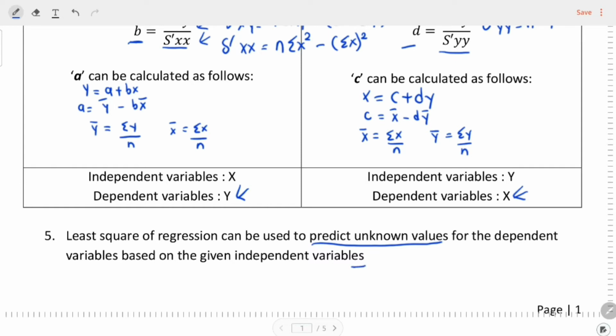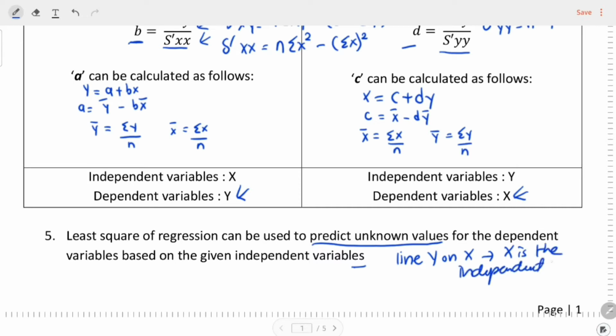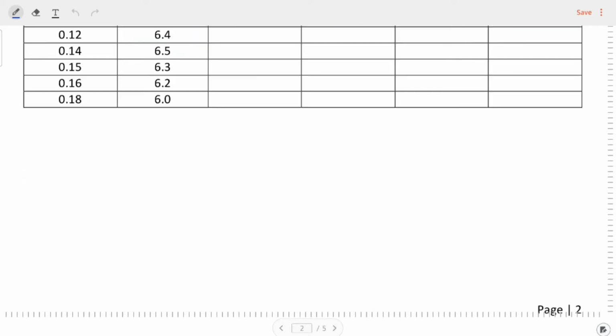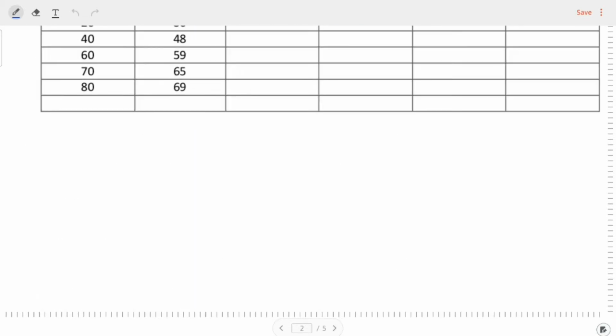For example, if we have line y on x, where x is the independent variable, we can find out the y values based on the equation. Before we use it for prediction, we need to determine the equation first. Let's try the first example.